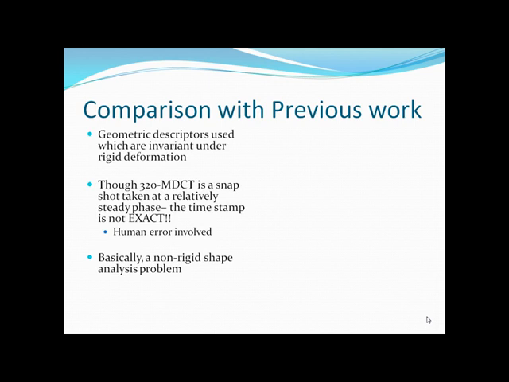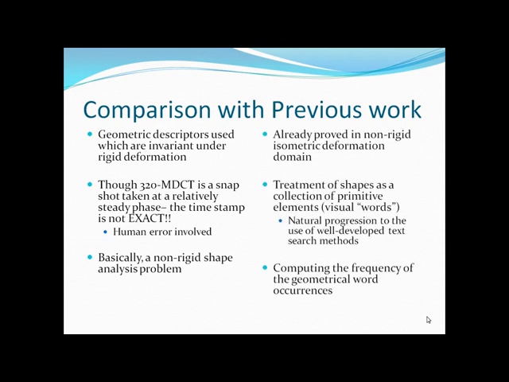Compared to our previous work, which used shape descriptors that are invariant under rigid motion, the problem is that, due to the human error involved, this is not basically a problem of rigid deformation analysis. This is a non-rigid technique. So we have to move forward towards a non-rigid approach, and we chose bag of words because of its proven quality in non-rigid deformation cases.